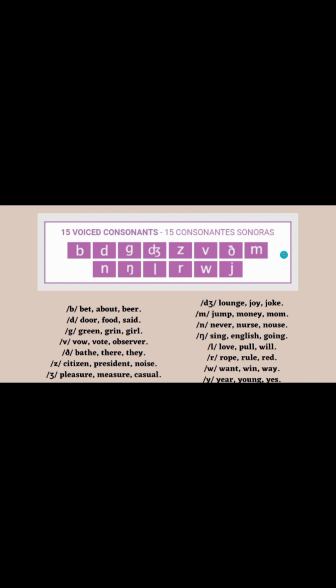Next, the sound in pleasure, measure, casual. And next, J: lounge, joy, joke. Then M: jump, money, mom. N: never, nurse, noise. And this, ng: sing, English, rhyme. L: love, will. R: row, rule, rat. W: want, win, way. Y: year, young, yes. Thank you. That's all my explanation.